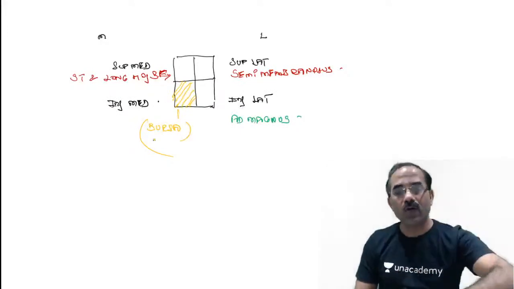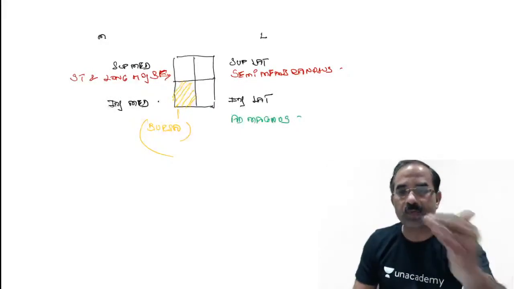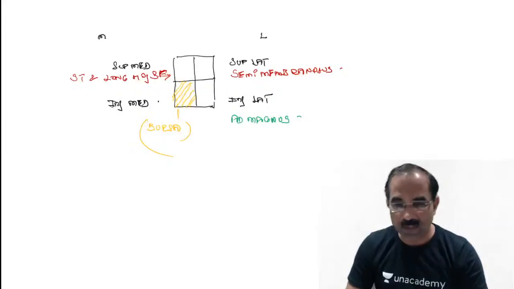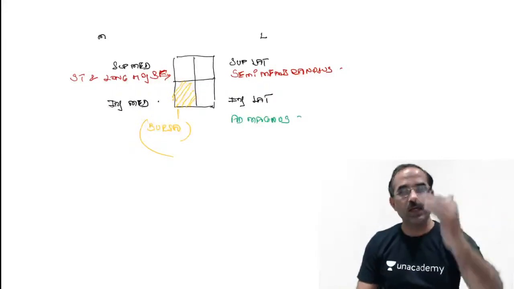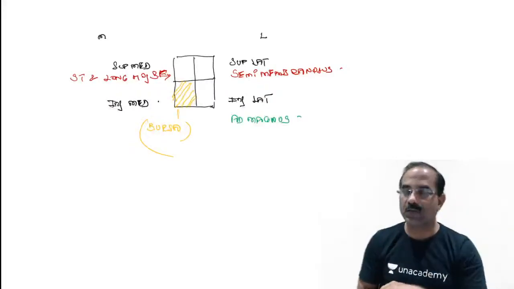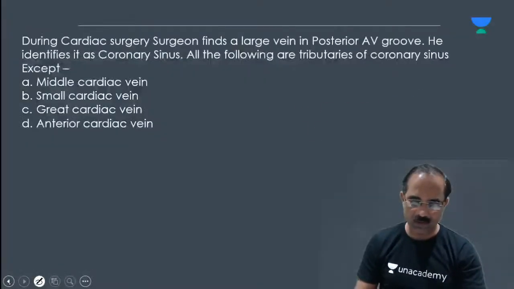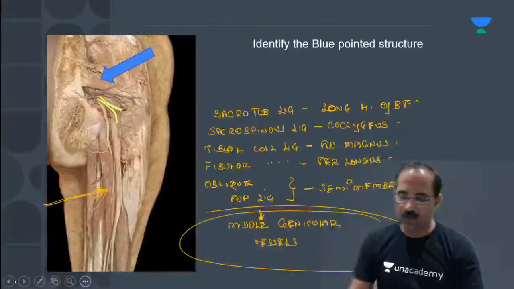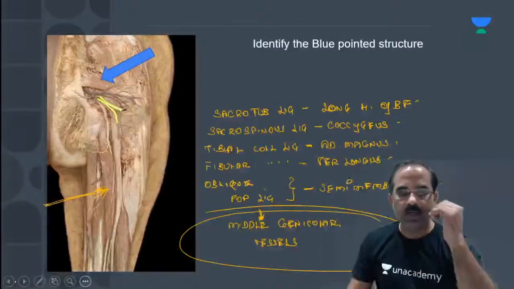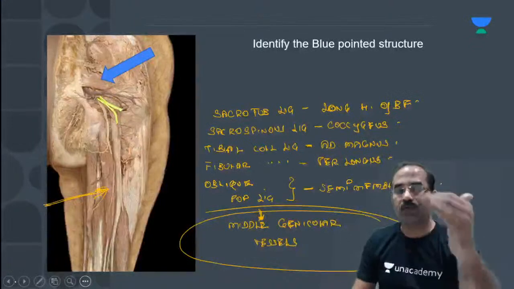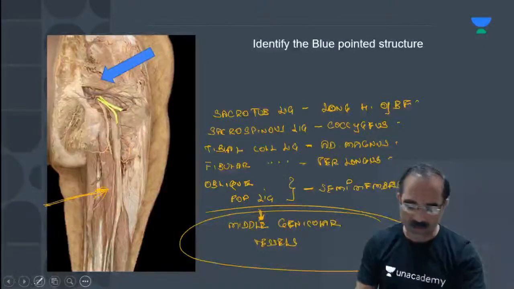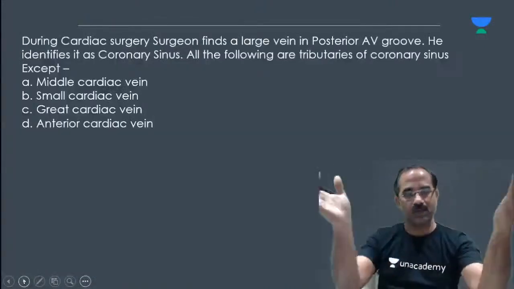Clear? Inflammation of the prepatellar bursa is known as housemaid's knee, and inflammation of the infrapatellar bursa is known as clergyman's knee. Okay, so just remember this. Inflammation of prepatellar bursa, housemaid's knee. Inflammation of infrapatellar bursa is the clergyman's knee. Okay, fine. So we've discussed a lot about this topic.